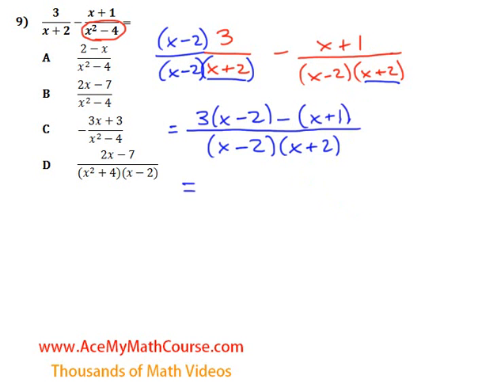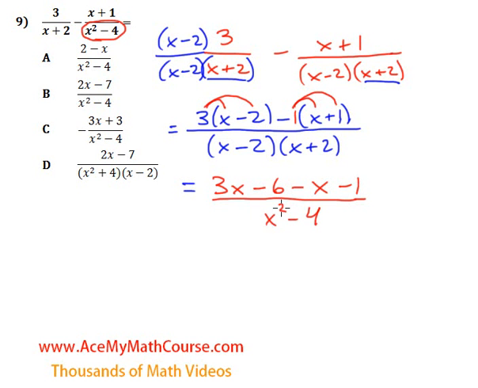So over here we have 3 times x, 3x. 3 times negative 2, negative 6. And now there's an invisible 1 right here, which we're also going to distribute. Negative 1 times x, negative x. Negative 1 times 1, negative 1. All over... Now, if I decided to expand this again, remember that I would get x squared minus 4, right? Because that's what we originally factored x squared minus 4 into, right here.